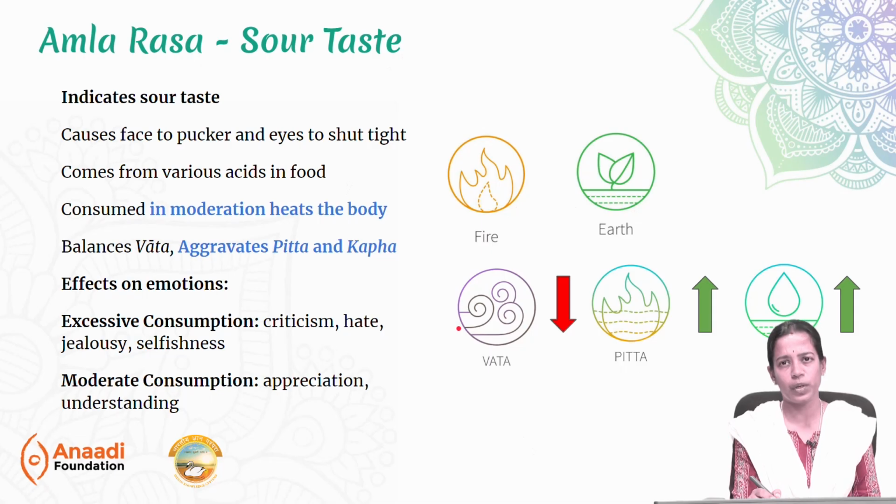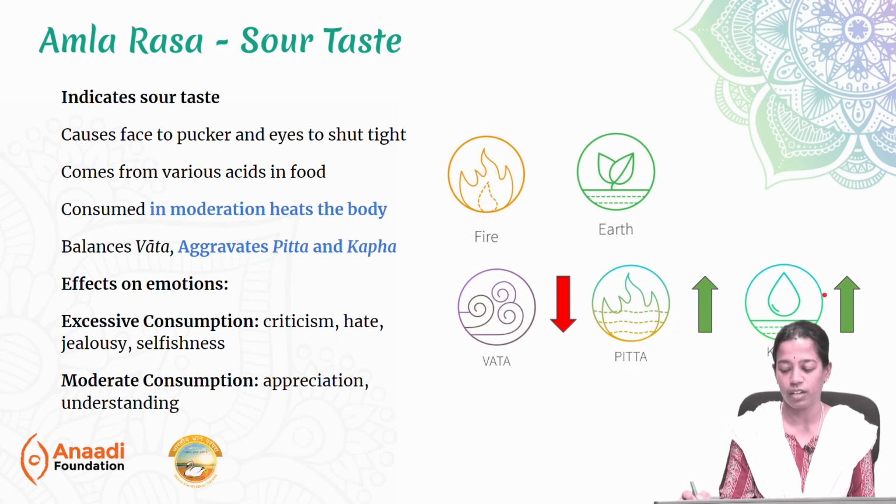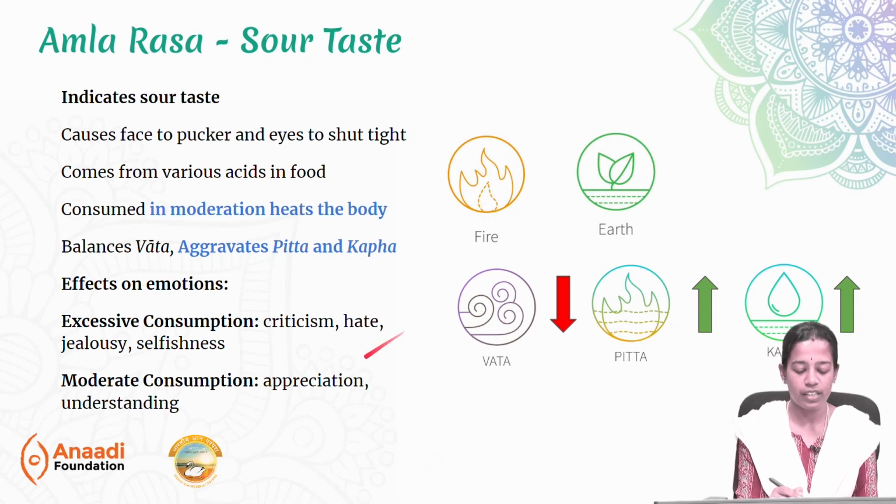It is usually had in moderation. It helps in maintaining the temperature and the heat in the body. When consumed in excess, it usually leads to a lot of dryness and dehydration. One can easily understand through the constitution of Amla rasa, which is the fire and the earth element, that excess consumption will definitely aggravate the pitta and the kapha dosha, while at the same time it will balance the vata dosha. On moderate consumption, it leads to appreciation and understanding of emotions, while at the same time, if consumed in excess, it leads to sharp criticism, hate, jealousy and selfishness.